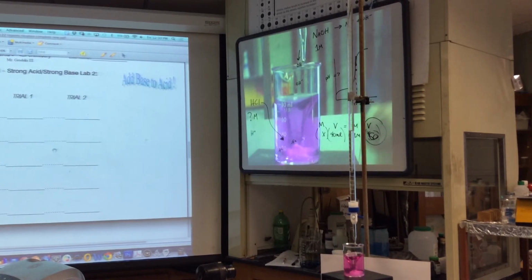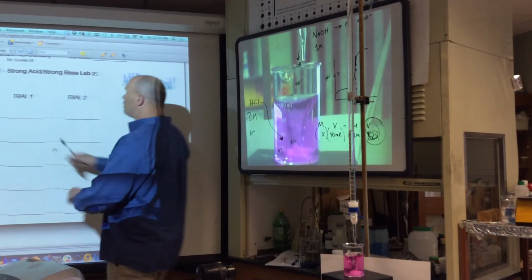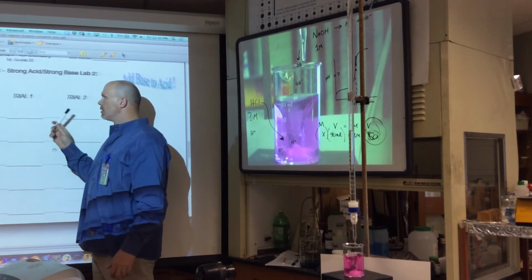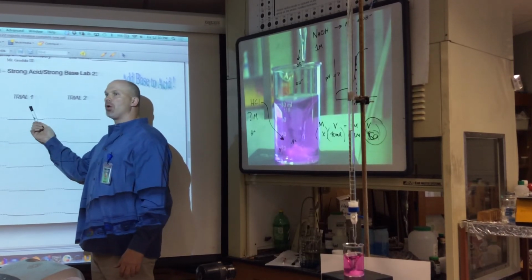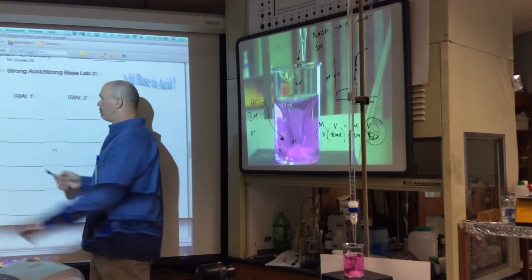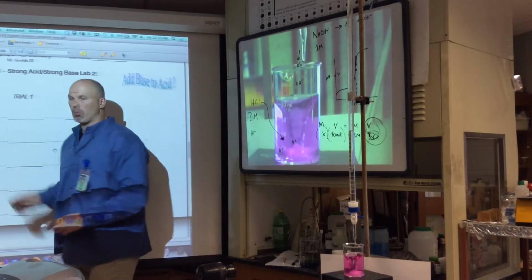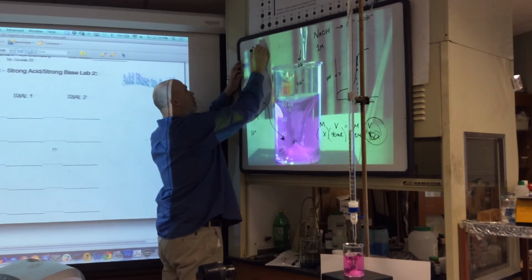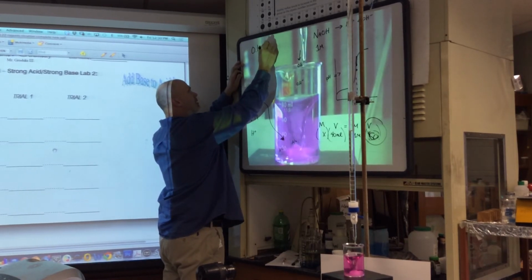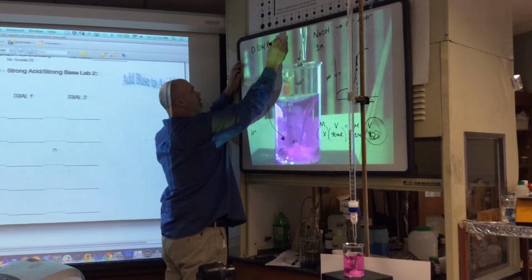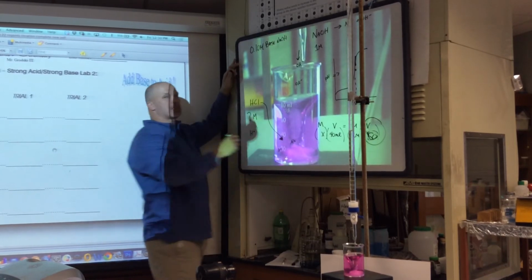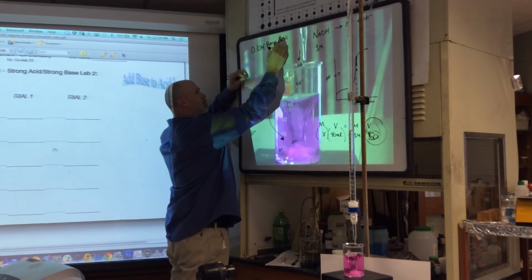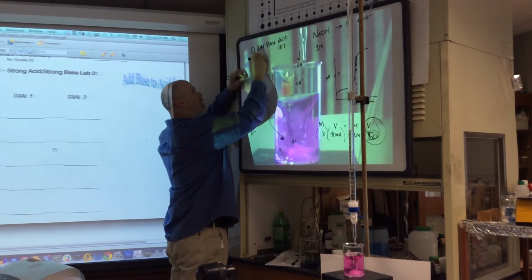In each of your trials, you're doing 2 trials. Your standard solution is what we definitely know. So you're going to have a 0.1 molar solution of your base. That's your standard base. Your base is NaOH. Why is it called a standard? Because that's what we're using to get the other. The acid we're using, guys, is HCl, but we don't know the concentration.